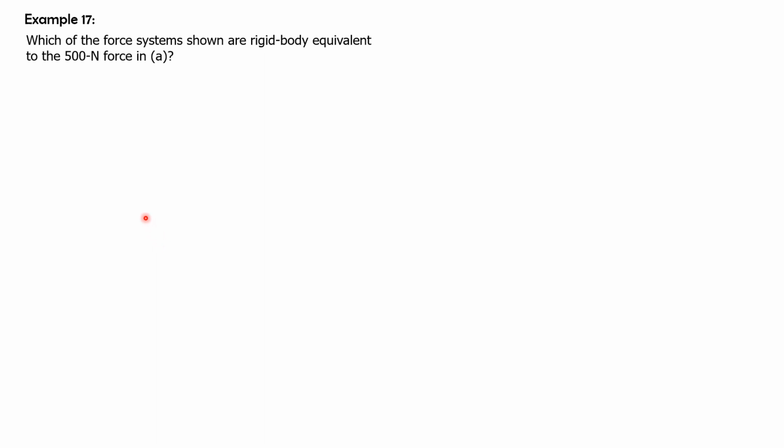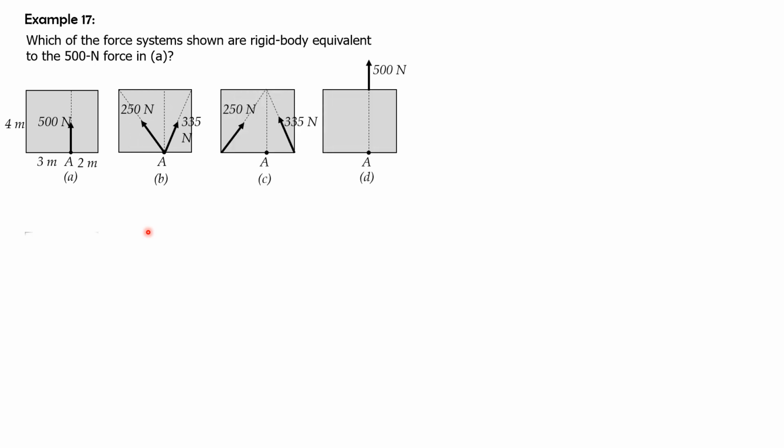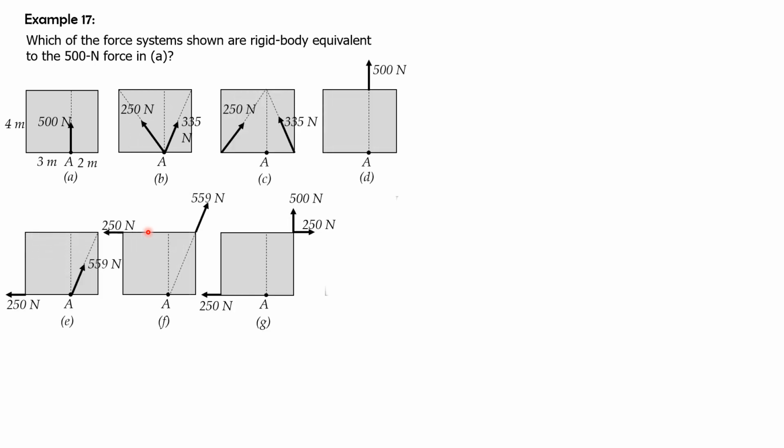So let's apply the concepts of couples in answering this problem 17. Which of the four systems are rigid body equivalent to the 500 Newton force in A? If you study A, we have a resultant force of 500 acting at A, and it is upward. So we have four system B, four system C, D, E, F, G, and H.